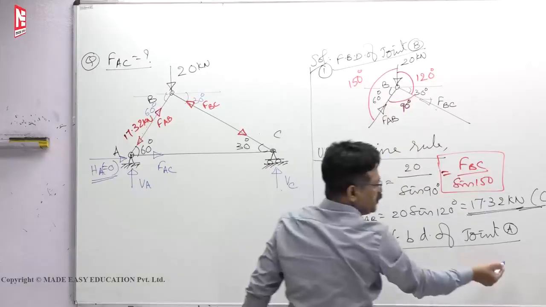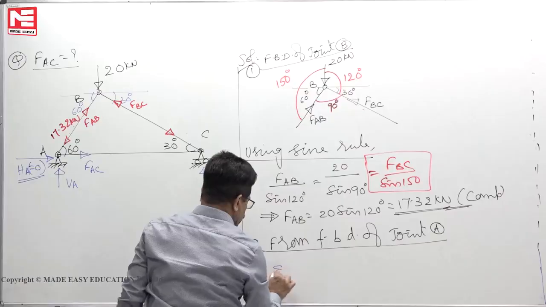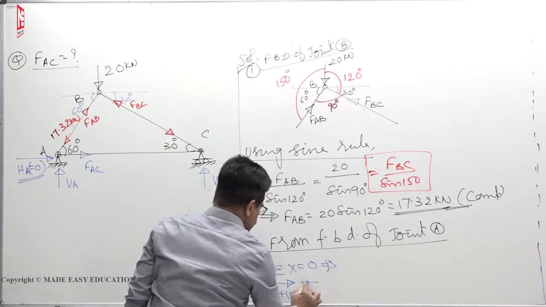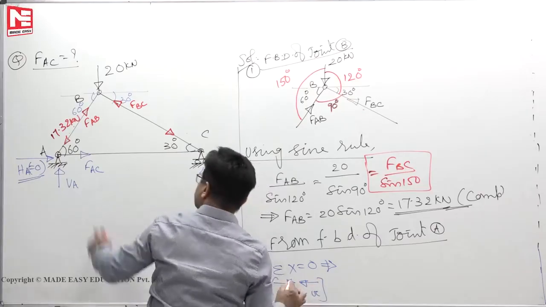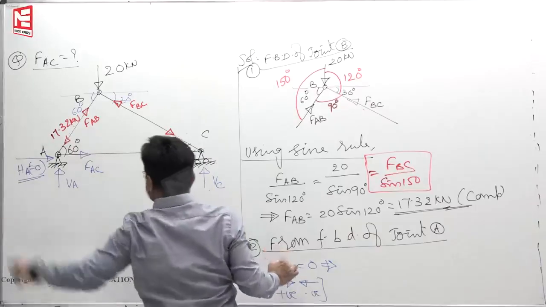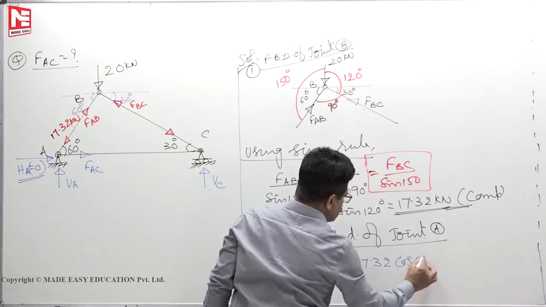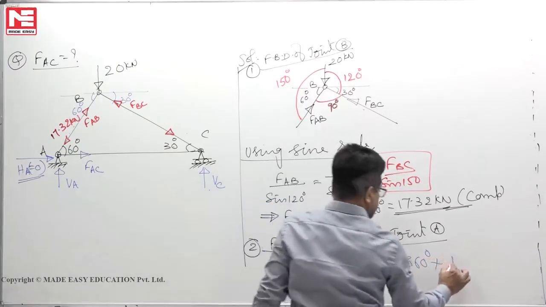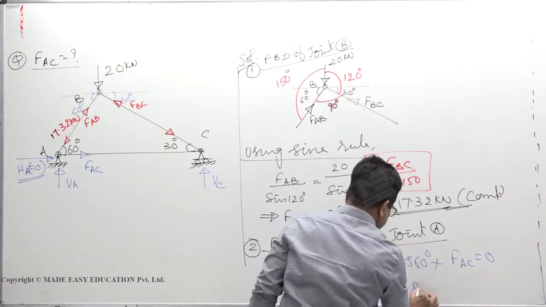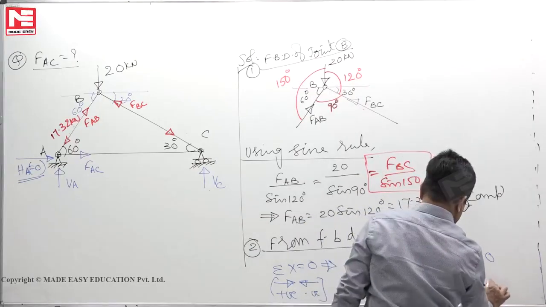Instead of drawing this diagram here again similar to that diagram and wasting time, there itself we can make use. Sigma x is equal to 0. Right side positive, left side negative. See, this 17.32 cos 60 is going left side. So minus you have to write 17.32 cos 60 plus FAC is equal to 0. So FAC we will get around 8.66 kilonewton. Now the arrow mark is away from the joint, so tension.